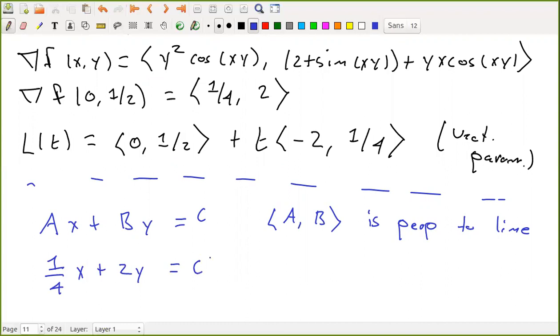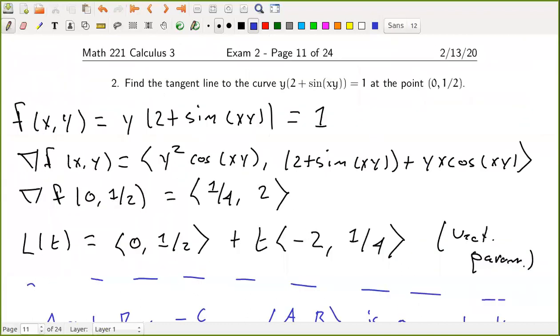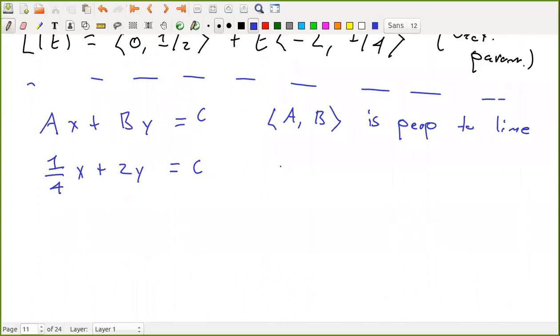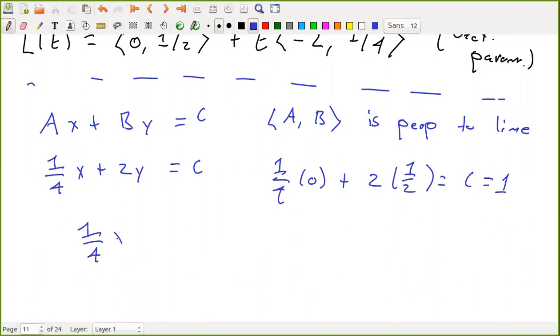And how do you figure out what c is? Well, you just plug in the point. Any point, you plug in any point on the line. We're going to take 0 and 1/2. And if you do that, you get 1/4 times 0 plus 2 times 1/2. This is equal to c, and that's equal to 1. And so the normal equation is 1/4 x plus 2y is equal to 1.